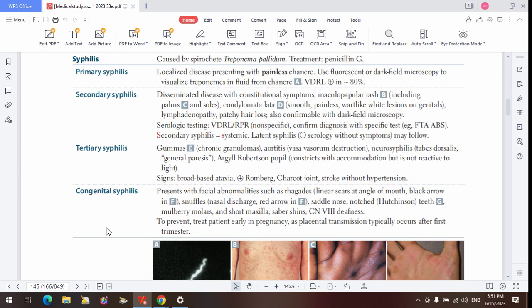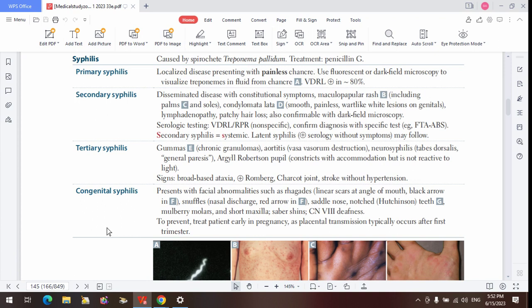Then it typically affects three structures: the skin, causing the gumma, although gummas can also be found in internal organs; the CNS; and the CVS. So gummas are the chronic granulomatous lesions that you typically see in the skin, or you can also see them in the internal organs, then the CVS manifestation, and the CNS. So let's take the CVS.